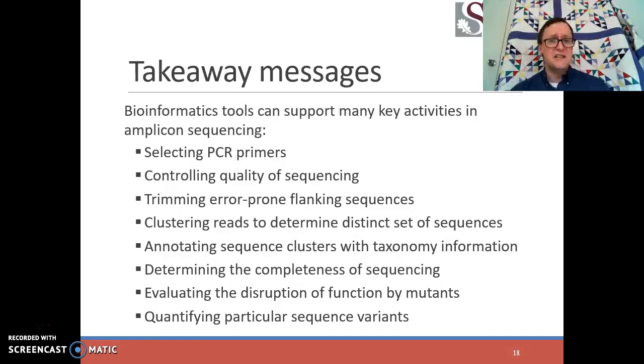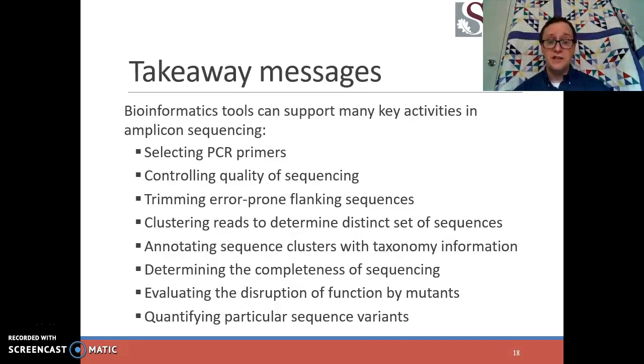And being able to determine the completeness of sequencing through rarefaction analysis is valuable to you. So being able to subsample your data to determine how much diversity changes in response is appropriate. Evaluating the disruption of function by mutation is a highly significant process. PolyPhen and SIFT and all of the tools that have been created in that family are a very big deal and can always use more insights as to how to make them work ever more effectively in particular contexts, such as understanding which mutations are most likely to render a particular microbe to be resistant to the possible treatments we have for infection. And finally, being able to quantify particular sequence variants is something that we've already begun developing good statistical models for as well.